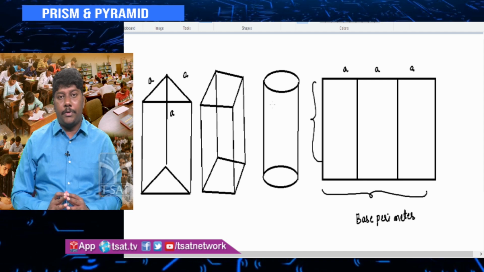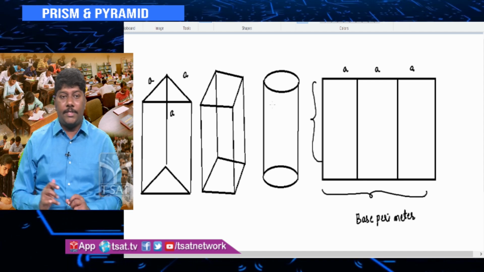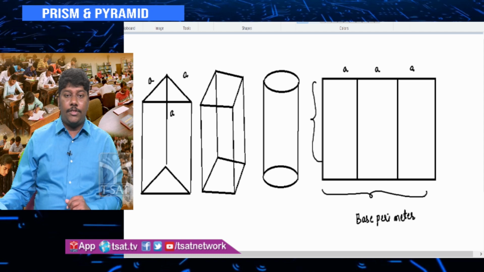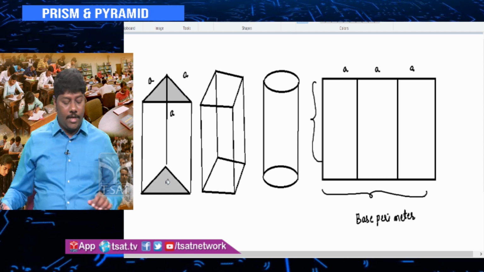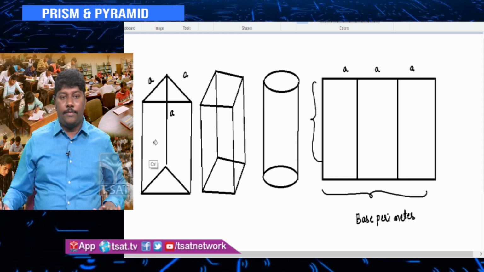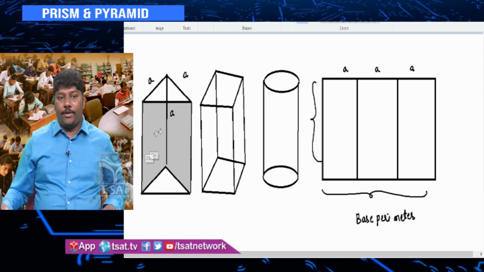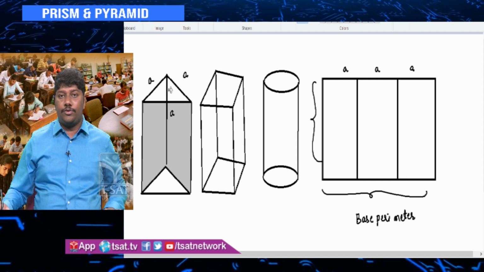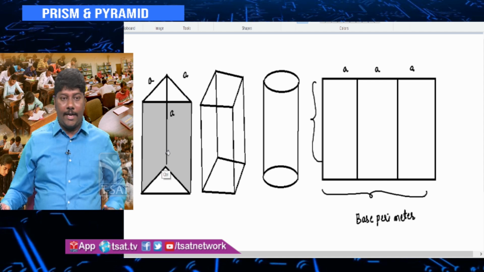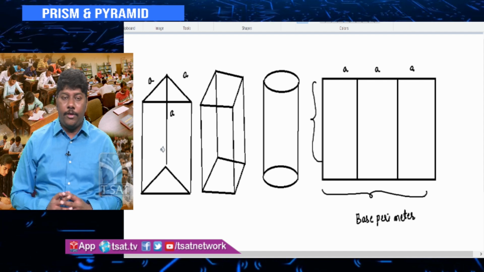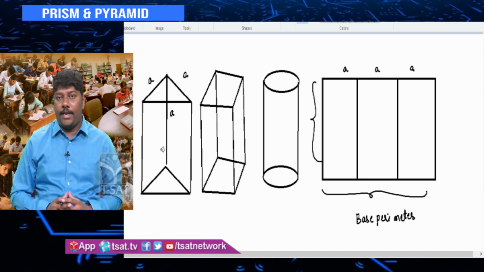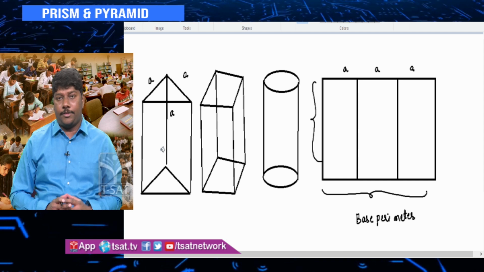So how do I get the total surface area? What are the surfaces which I am missing? Look here, I am missing these two surfaces. I am not getting this triangular surface and this triangular surface. I have covered all the other surfaces except these two triangles. So this is called the lateral surface area, only the surface area of the sides. If I include those two base areas also, then I will get the total surface area of the prism.